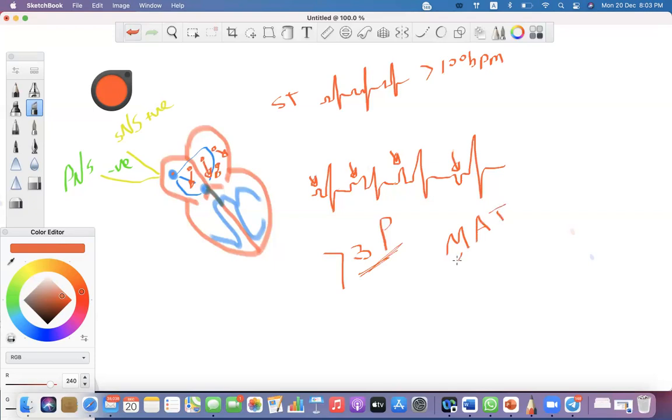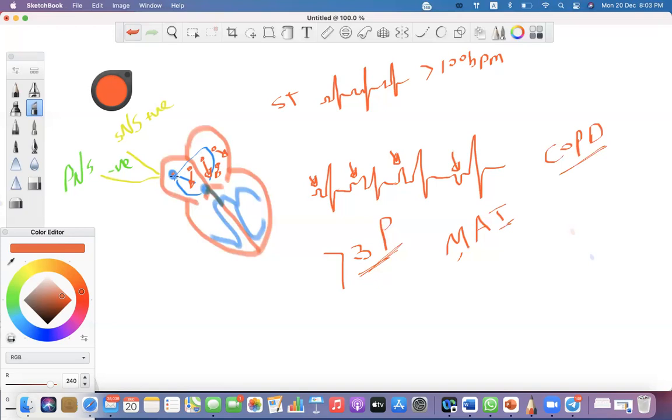Multifocal, as there are multiple foci. Atrial, these foci are in the atria. Tachycardia, the heart rate is above 100 beats per minute. And this form of arrhythmia, multifocal atrial tachycardia, is common in COPD patients, chronic chest patients, and patients taking bronchodilators.